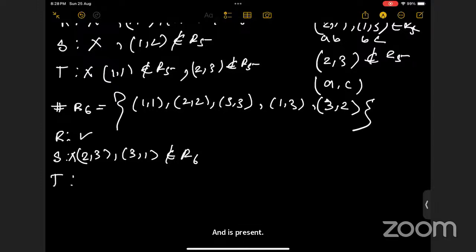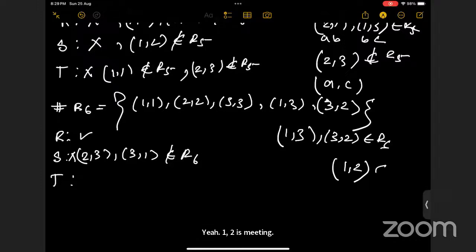Is it transitive? No, ma'am. Not transitive. 1, 2 is missing. So we have 1, 3 and 3, 2, but 1, 2 is missing. This doesn't belong to R6. So this is not transitive.